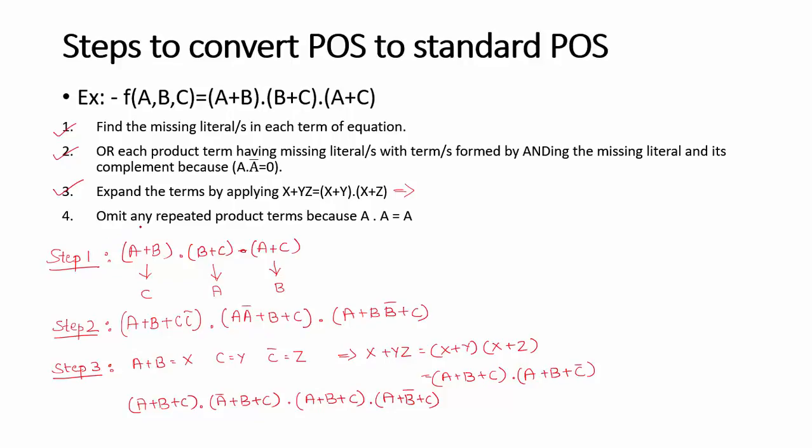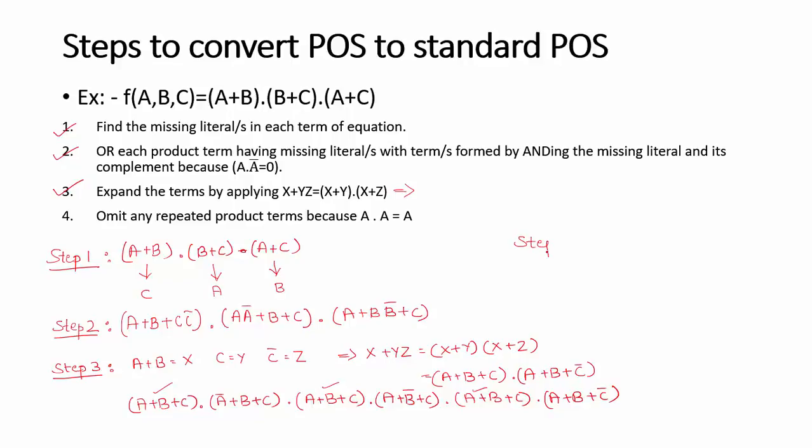Step 4 is you have to omit any repeated product terms, because a and a is a. Let me write down the terms that we got by expanding the first term here. So this was (A or B or C) and (A or B or C bar). This was from the first term, this was from the second term, and this was from the third term. So you can see that A or B or C is repeated once, twice, and thrice. A bar or B or C is present only once. Similarly, A or B bar or C is also present only once. And also A or B or C bar is present only once.